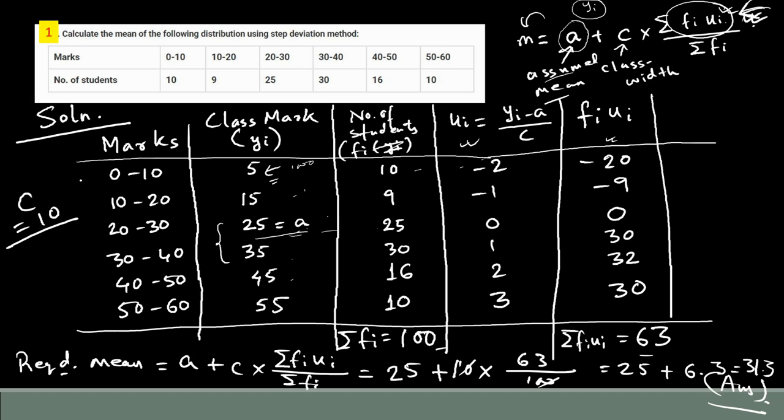Just two things I want to give a special mention here. When you're calculating this class width, so let's say this is your lower class limit, this is your upper class limit.